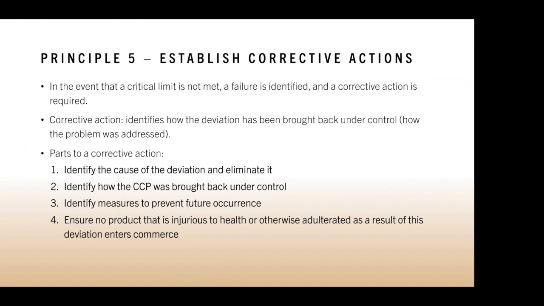There are 4 parts to a HACCP corrective action. 1, identify the cause of the deviation and eliminate it. 2, identify how the CCP was brought back under control. 3, identify measures to prevent future reoccurrence. And finally, 4, ensure that no product that is injurious to health or that is otherwise adulterated as a result of this deviation enters commerce. A corrective action is not completed until all 4 parts are addressed and recorded.